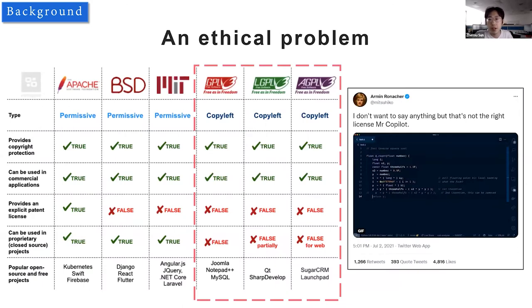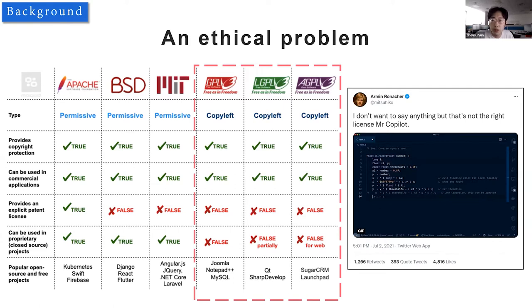The first one is the ethics problem. Open source software is under various open source licenses and is not directly free to use. For example, a copyleft license, such as the GPL license, regulates that its derivative software should also be released under the same license. But Copilot is found to exactly generate GPL-licensed source code.